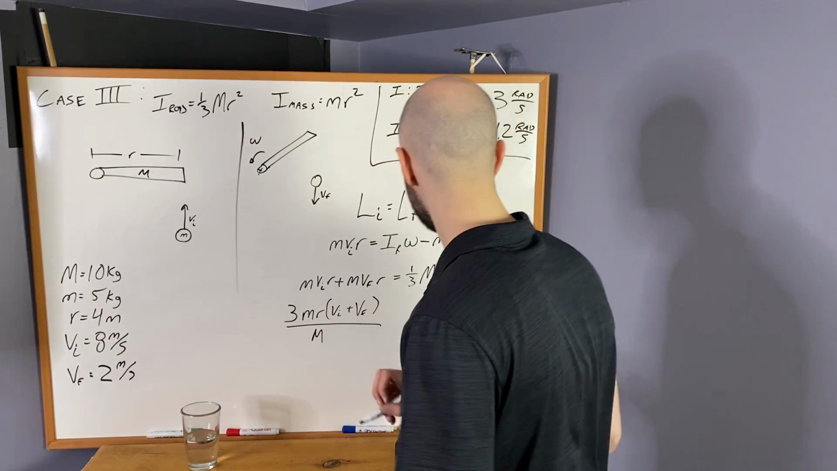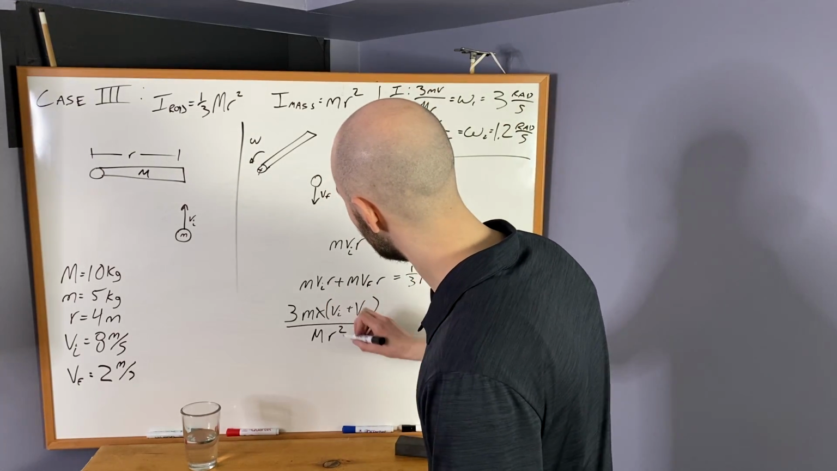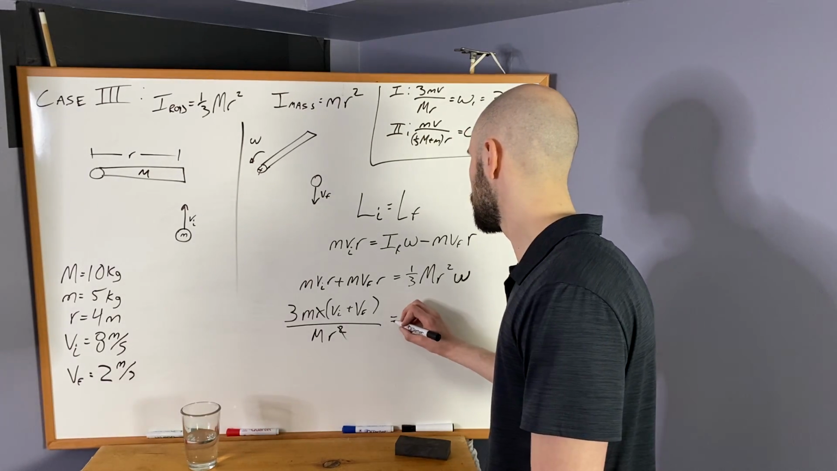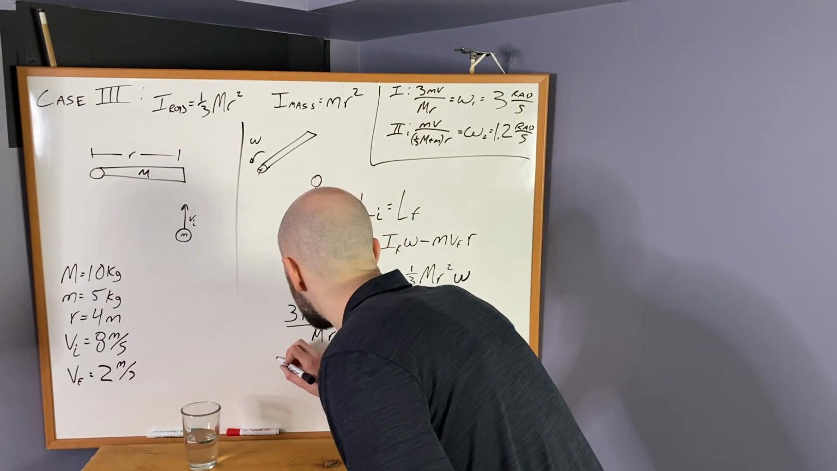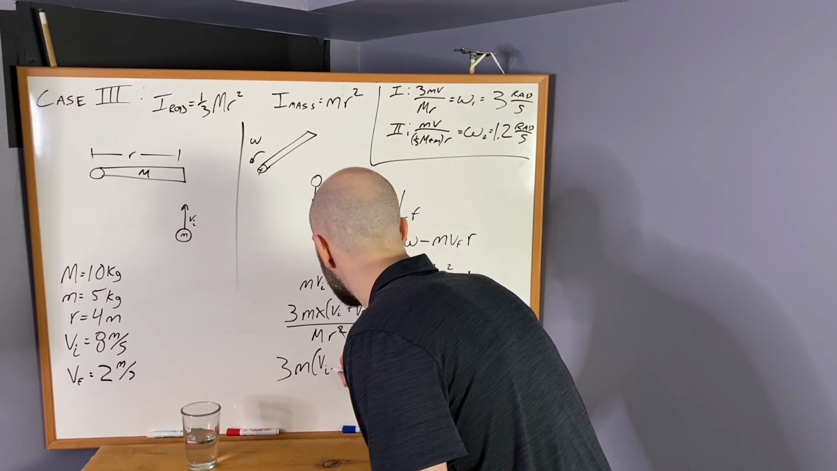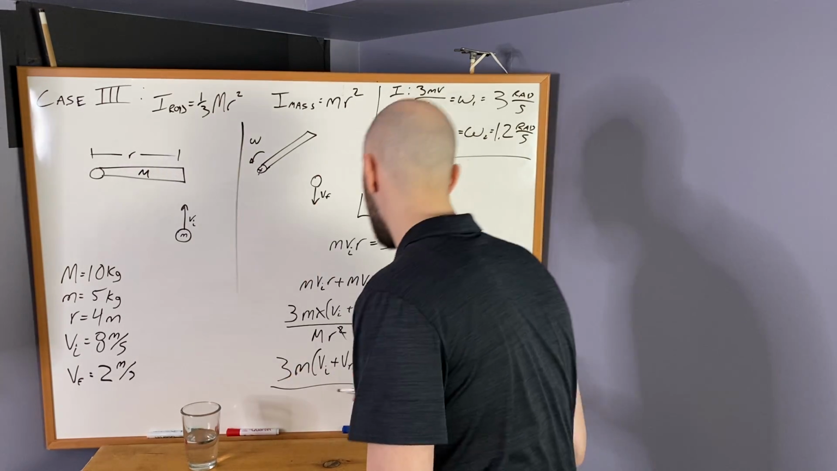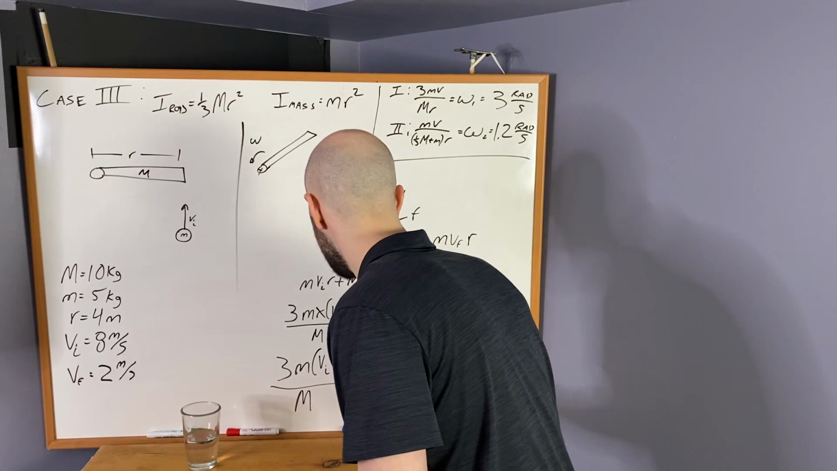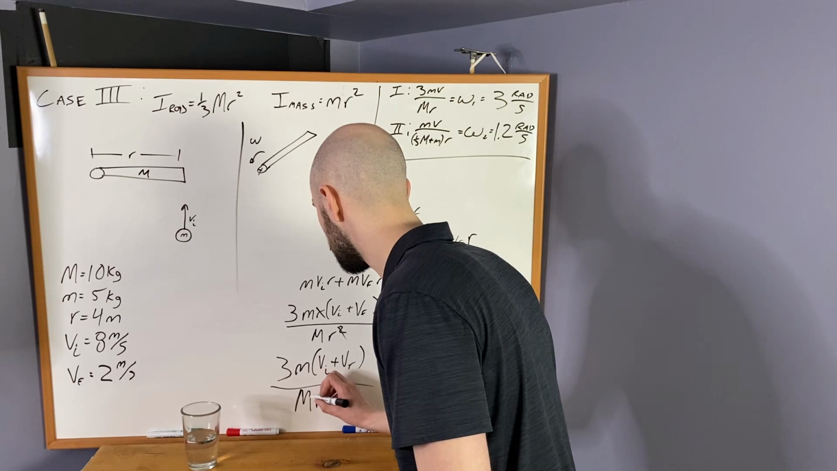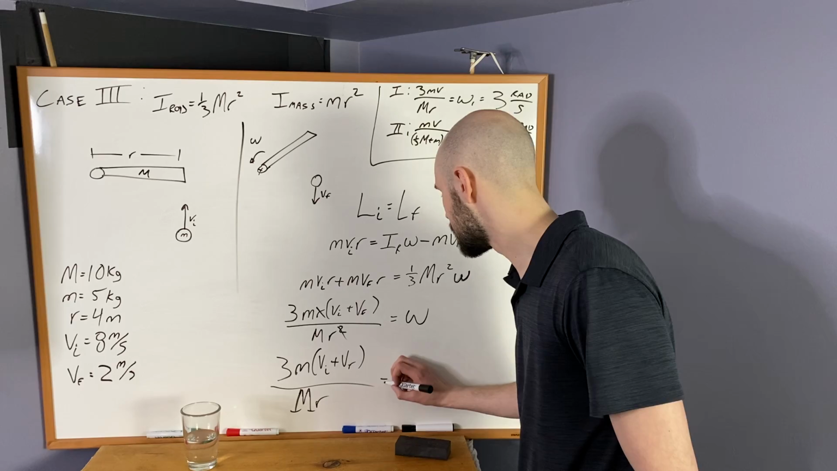That's capital M r squared. Once again, one of those r's goes away. And we're going to get 3m, little m, multiplied by the sum of the initial speed and the final speed, all over capital M R. This is lowercase, this is capital. Make sure it's nice and pointy for you. That's going to be equal to our omega.